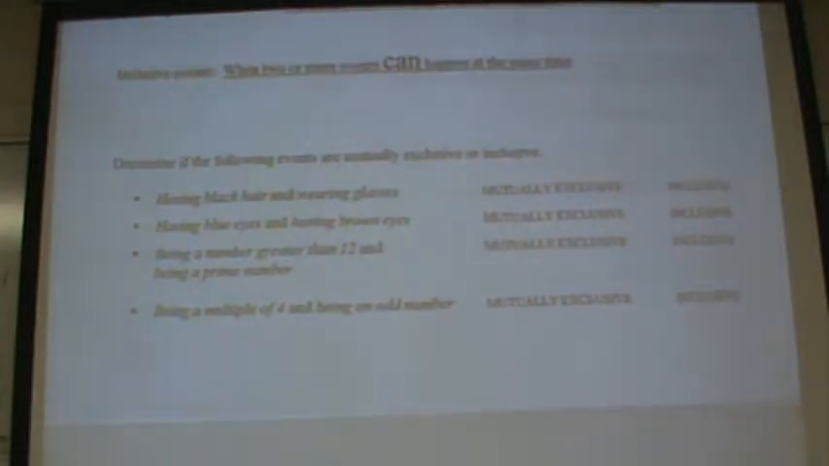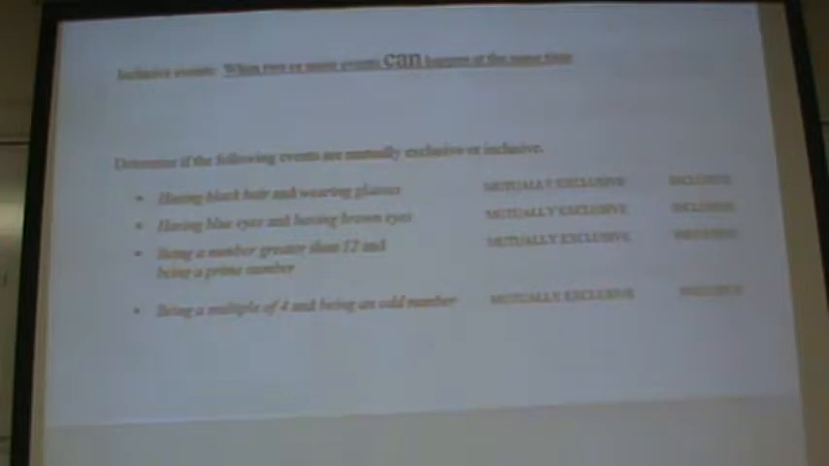So the first one says, having black hair and wearing glasses. Would those be mutually exclusive events or inclusive events? Inclusive. Those are inclusive because those 2 events can occur at the same time. You can have black hair and wear glasses. So those are inclusive events.